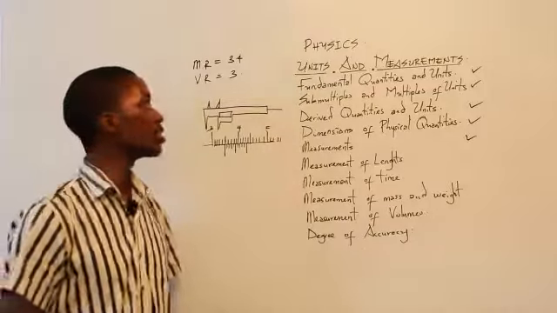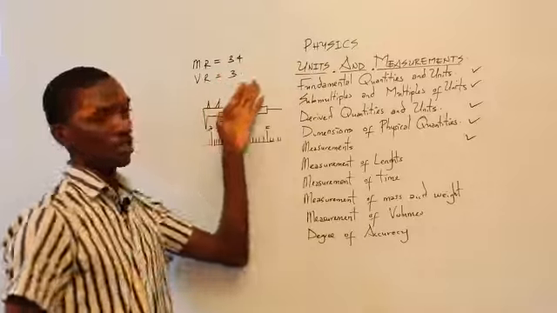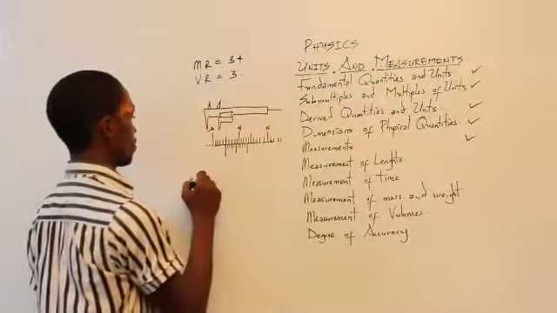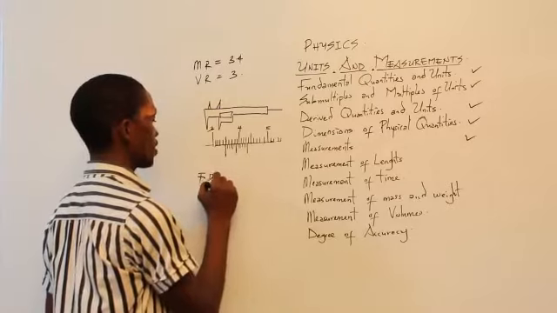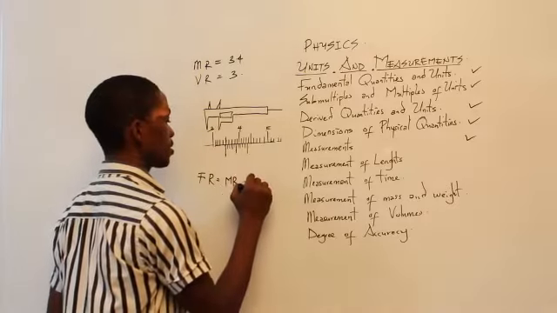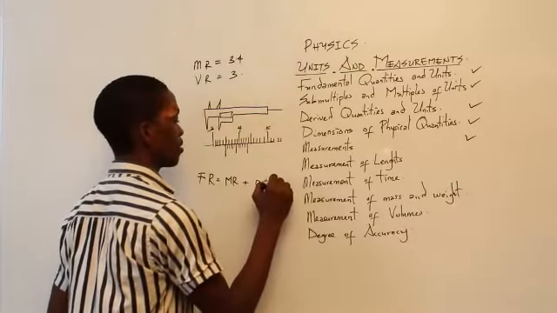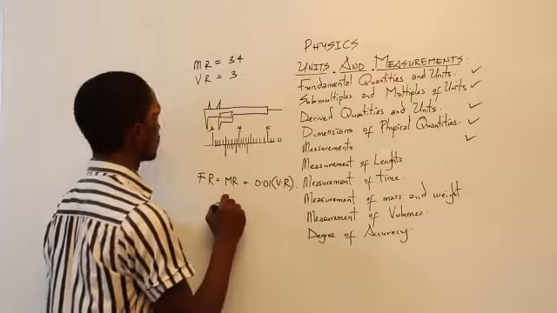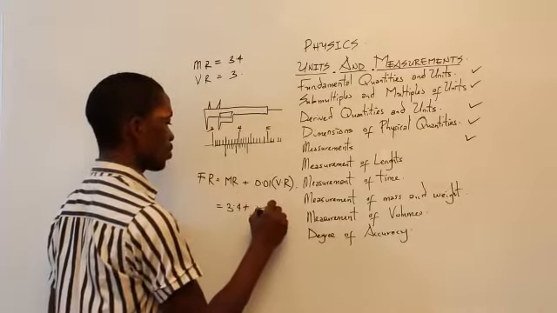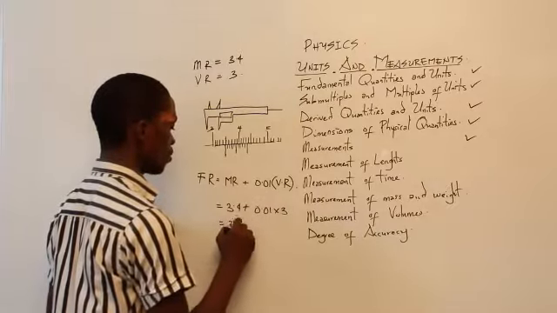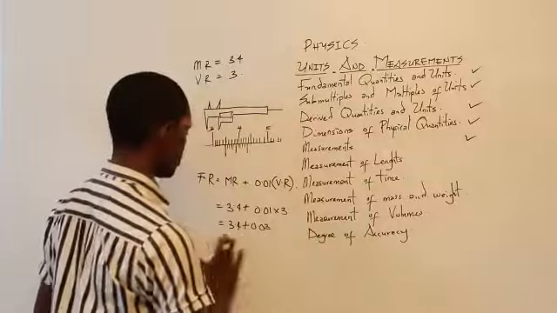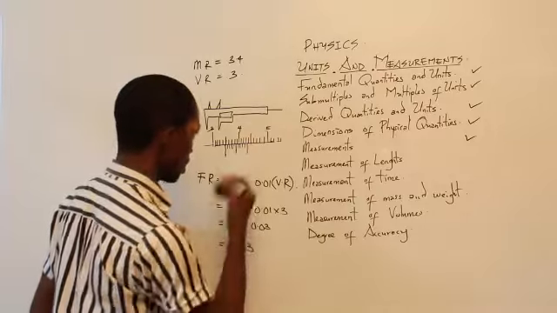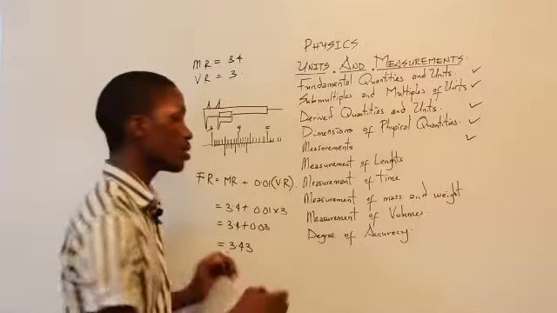to get our complete reading, what we do, we multiply our vernier reading by 0.01 and we add it to our main reading. So the formula is final reading equals main reading plus 0.01 multiplied by vernier reading. When we do that, we would have 3.4 plus 0.01 multiplied by 3, which would give 3.4 plus 0.03, which equals 3.43. And of course, our vernier readings are always in centimeters.